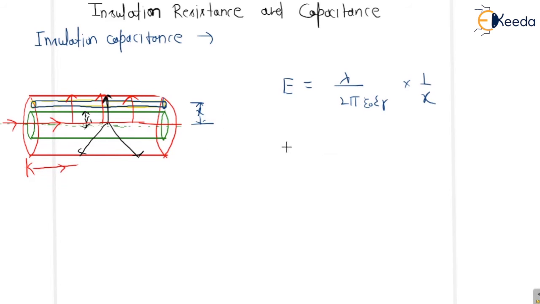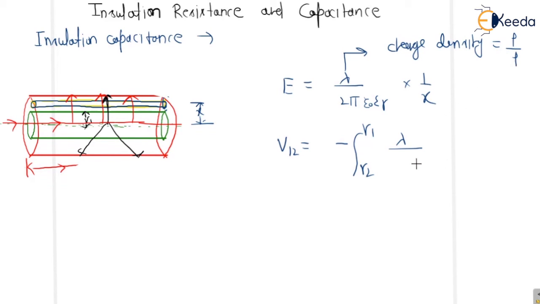If we want to calculate the voltage difference between 1 and 2, from here to here, we will find that it is minus the integral from R2 to R1 of lambda upon 2 pi epsilon naught epsilon r into dx upon x, where lambda is the charge density, that is Q by L, charge per distance. So we found that the value of V12 is equal to lambda upon 2 pi epsilon naught epsilon r ln R2 by R1.